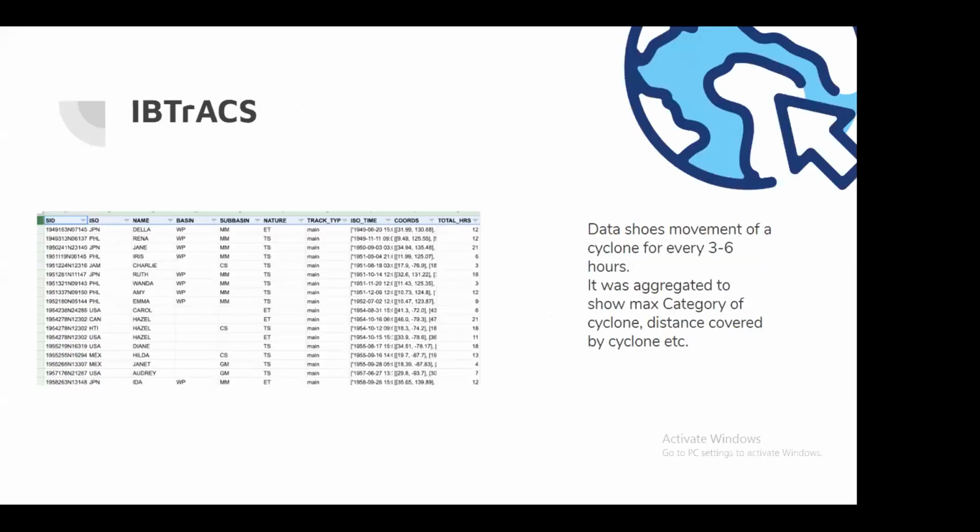A little more about IBTrACS. This is example of aggregated table where you see several names of the cyclones. You see what their basins are, sub-basins, what is their nature, and you also see the aggregated timing of it, which is usually 3 to 6 hours. You see the coordinates that are moving, how many hours it took. There are actually a lot more columns. Next slide, please.